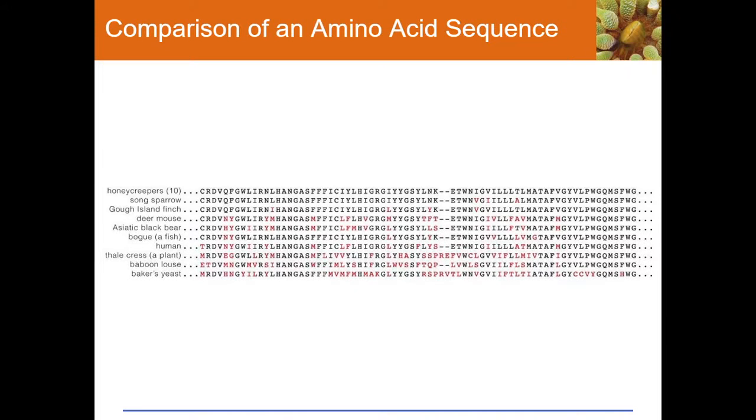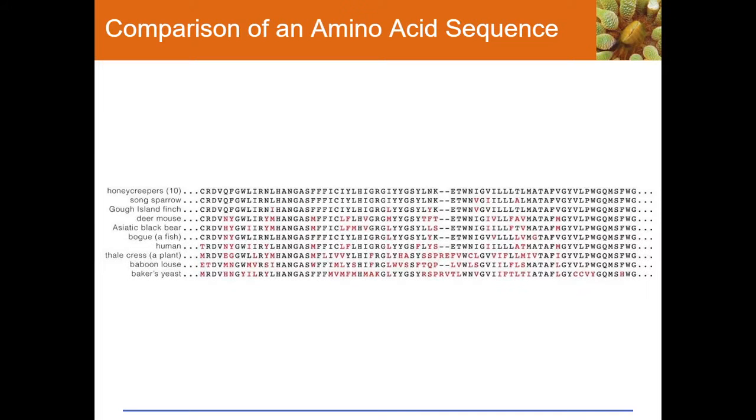Now, humans are in there, of course, and a couple other ones, but ultimately, you can see how they've changed over time ever so slightly. Now, you'll notice the dashes in there too. That means there was either an insertion or deletion over time. So there's either extra ones or some of them just got deleted out altogether.